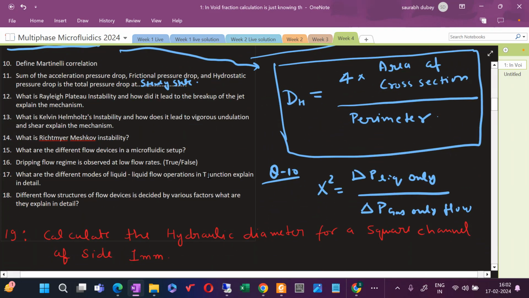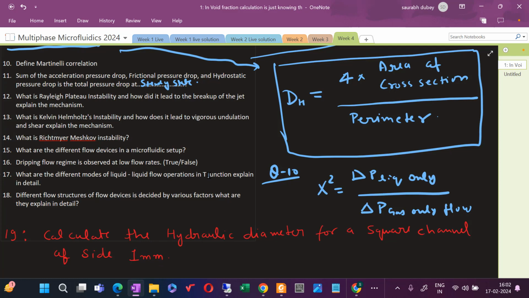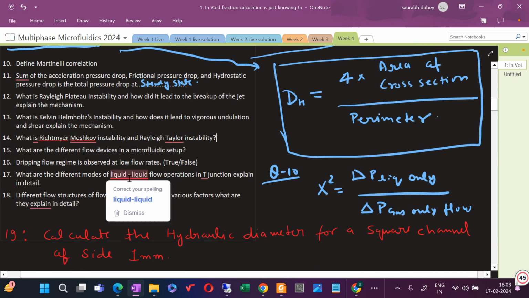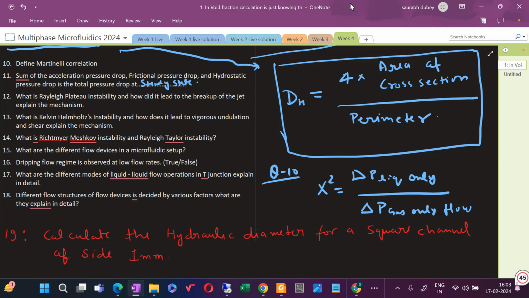Now, we have discussed the Richtmyer-Meshkov instability, and along with that, we have discussed the Rayleigh-Taylor instability. So we have discussed both. And now we will be going to what are the different flow devices in the microfluidic setup?